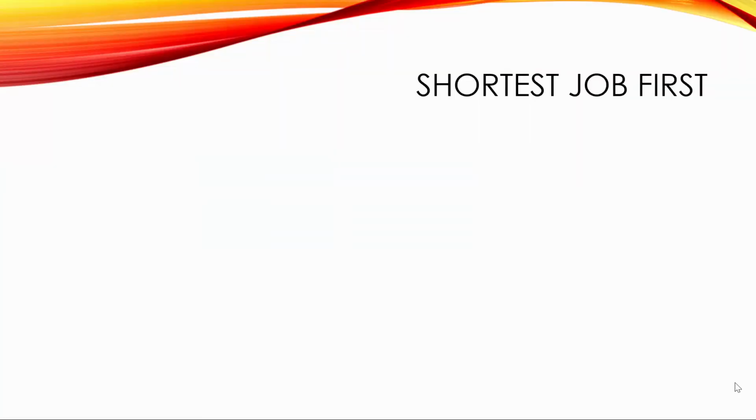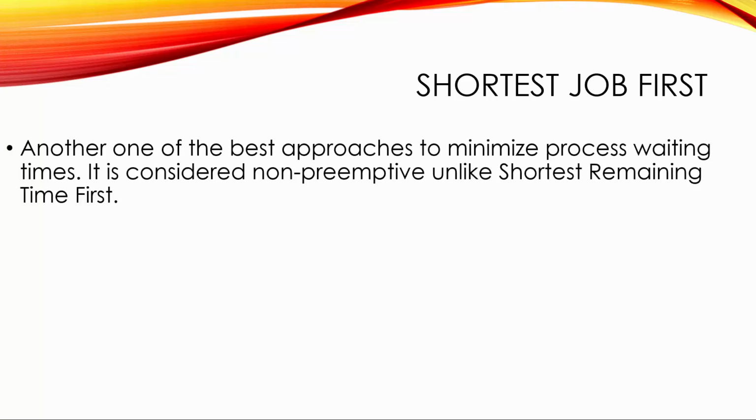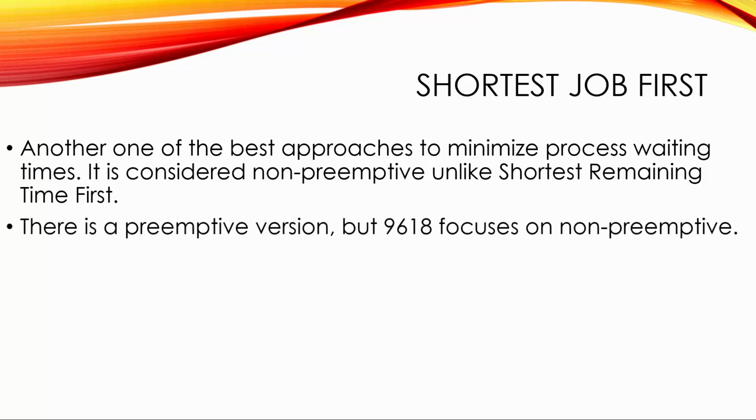And the next scheduling algorithm is the shortest job first. Now, another one of the best approaches to minimize process waiting times. It is considered non-preemptive, unlike shortest remaining time first, which we're going to do next. Now, there is a preemptive version for shortest job first, but Computer Science 9618 focuses on the non-preemptive version, so that's what we're going to be looking at.